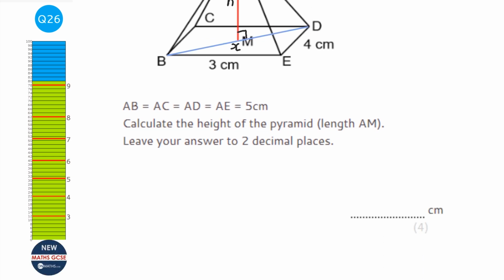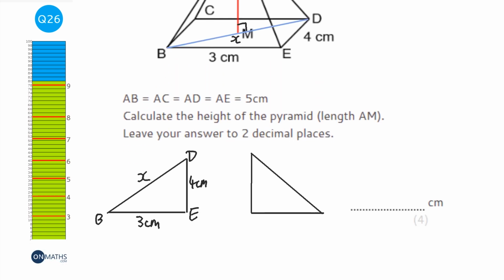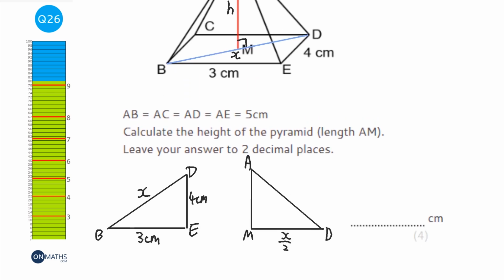Okay, so I'm going to draw out the two right angle triangles I'm using. Triangle DEB, first of all, to work out what x is. So that's DEB, and we call this one x, this one is 4 centimeters, and this one's 3 centimeters, and then we're going to work out what the height is. So it's A at the top, is it? Yeah. So it's AMD. Now we know this one at the bottom is going to be half of x, and we know at the top it's 5 centimeters, and this one we just call h.